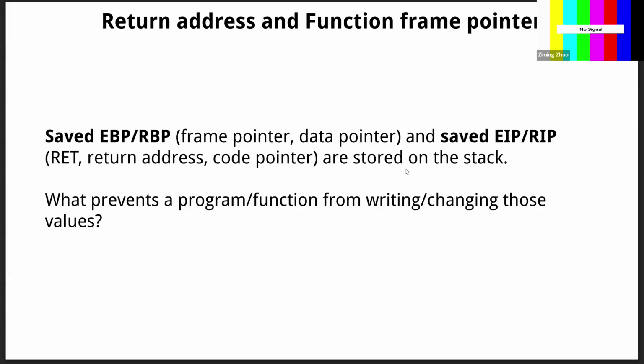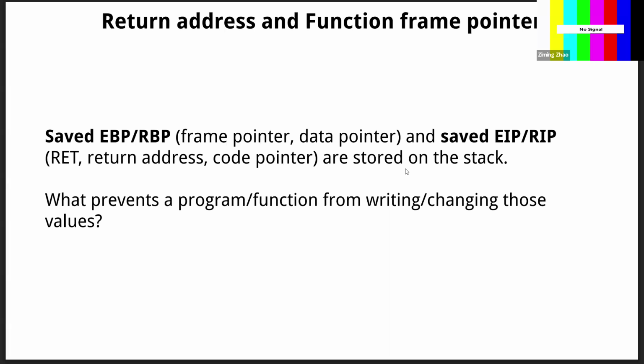In the function prologue, at the very beginning of the function, the compiler will instrument some instructions to save the EBP or RBP, right? That is called the frame pointer. It is actually a data pointer. It points to the previous function's frame. Then it will also save the EIP or RIP, which is the address of the next instruction to be executed when the function returns. In my slides, I called this the RET, return address. That is basically a code pointer. So they are stored on the stack.